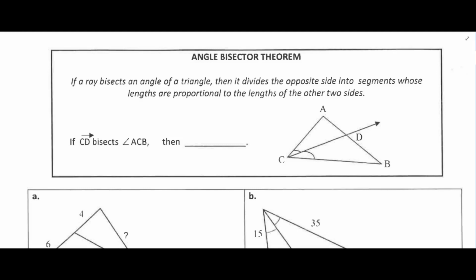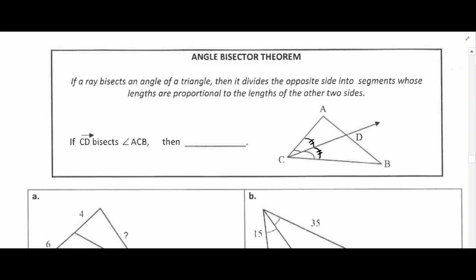In this video, we're continuing with Chapter 11, Similarity, and we're going to be looking at one of the proportionality theorems, the angle-bisector theorem. So the angle-bisector theorem says if a ray bisects an angle of a triangle, so we've got that angle being bisected right here. Just put in some new tick marks because I don't like the old ones.